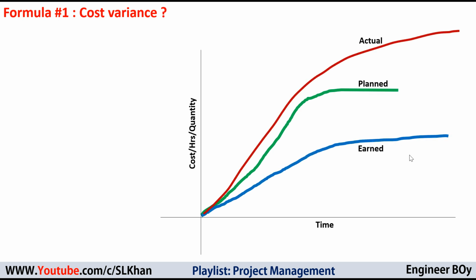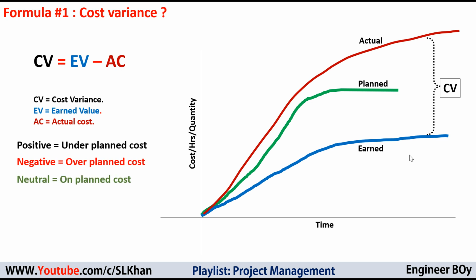The first formula we got is the cost variance formula, which is actually the difference between earned value and actual cost, where earned value is the value or cost of completed work as of today, and the actual cost is the total cost actually incurred as of today. Now if cost variance is positive, that means your project is under planned cost, and if cost variance is negative, this indicates that the project is over planned cost. Okay, so simple. Also, if cost variance is 0, that means the project is on planned cost.